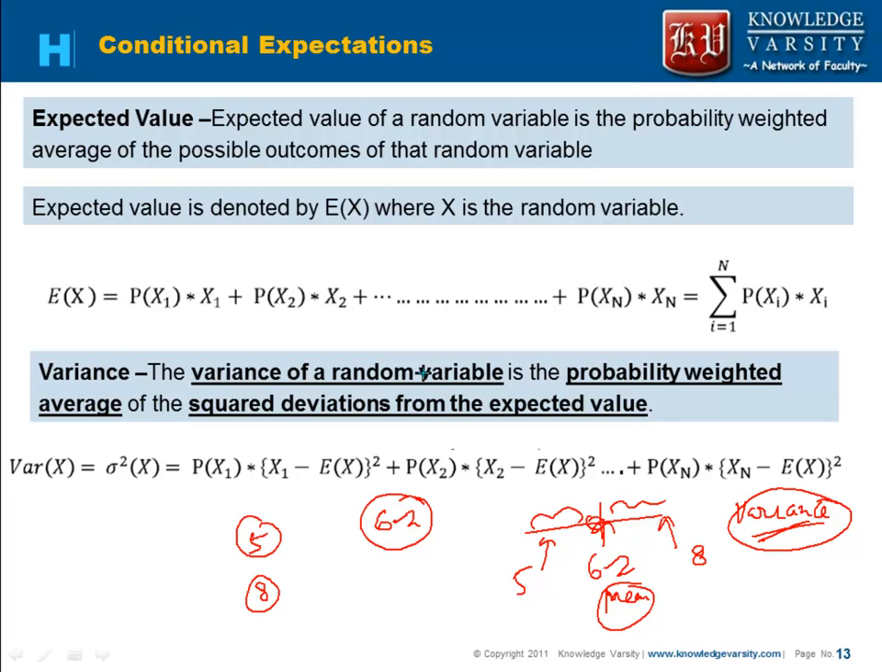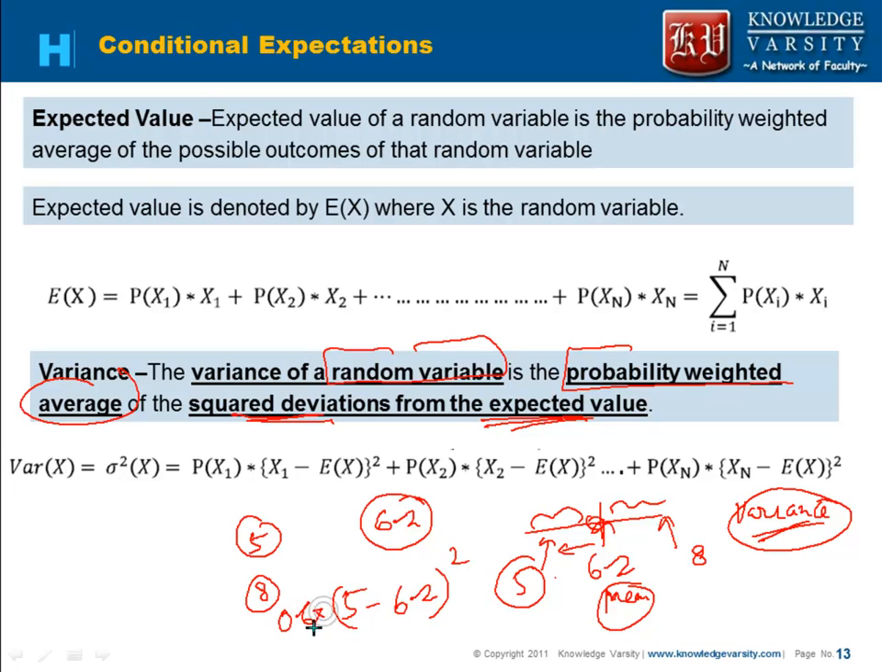So what is the variance? Here the variance of a random variable is a probability weighted average of the square deviation from the expected value. Okay, so from the expected value you have the deviation, that is 5 minus 6.2. You have the square deviation, and then you multiply with this probability. And then you have the square deviation, that is your 8 minus 6.2, and then you multiply with the probability of 8. If you add these two, you will get the variance.